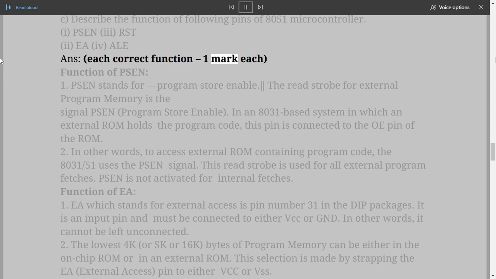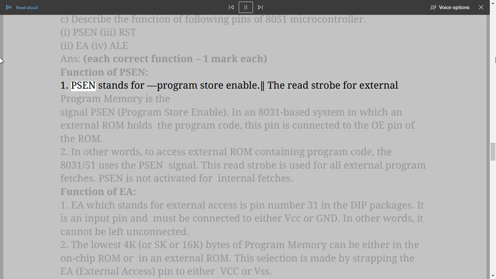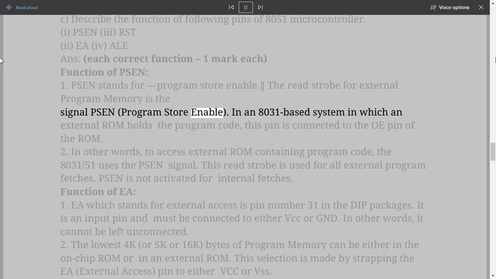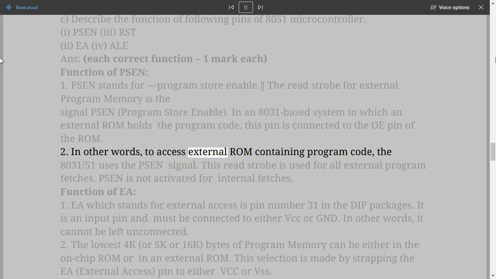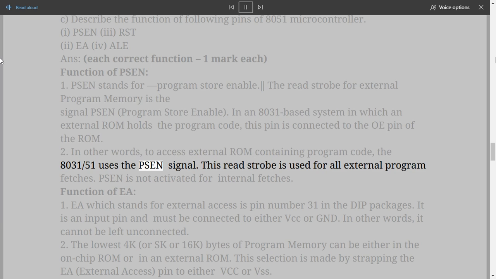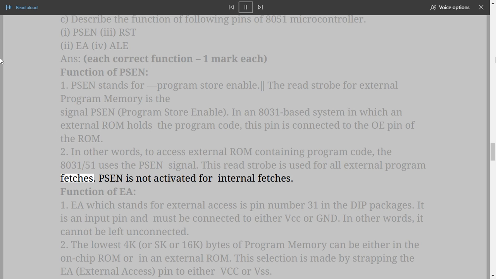Function of PSEN. 1. PSEN stands for Program Store Enable. The read strobe for external program memory is the signal PSEN, Program Store Enable. In an 8031-based system, in which an external ROM holds the program code, this pin is connected to the OE pin of the ROM. 2. In other words, to access external ROM containing program code, the 8031/51 uses the PSEN signal. This read strobe is used for all external program fetches. PSEN is not activated for internal fetches.